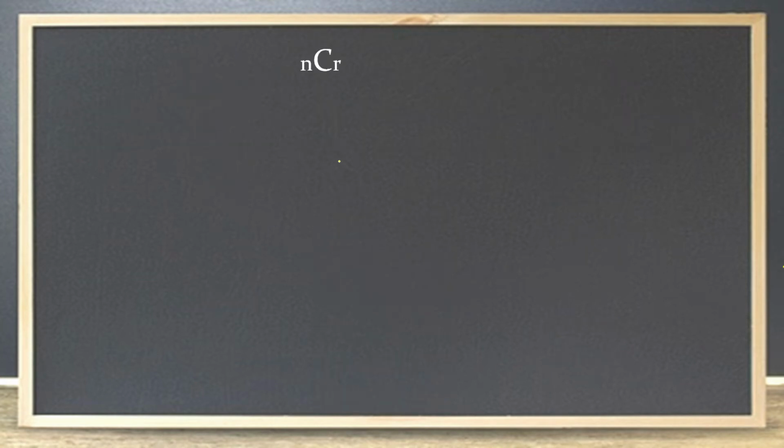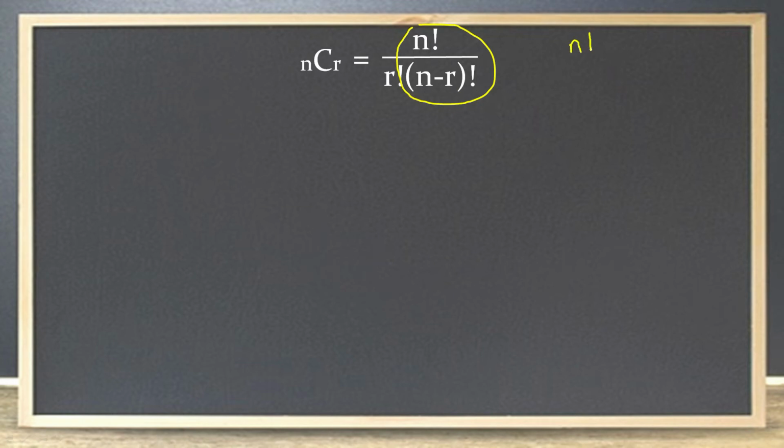So in terms of formula, the combination of n objects taking r at a time is equal to n factorial over r factorial multiplied by n minus r factorial. Looking at this equation, the part n factorial over n minus r factorial is the same as the permutation for n objects taking r at a time. So combination can also be equal to this divided by r factorial.